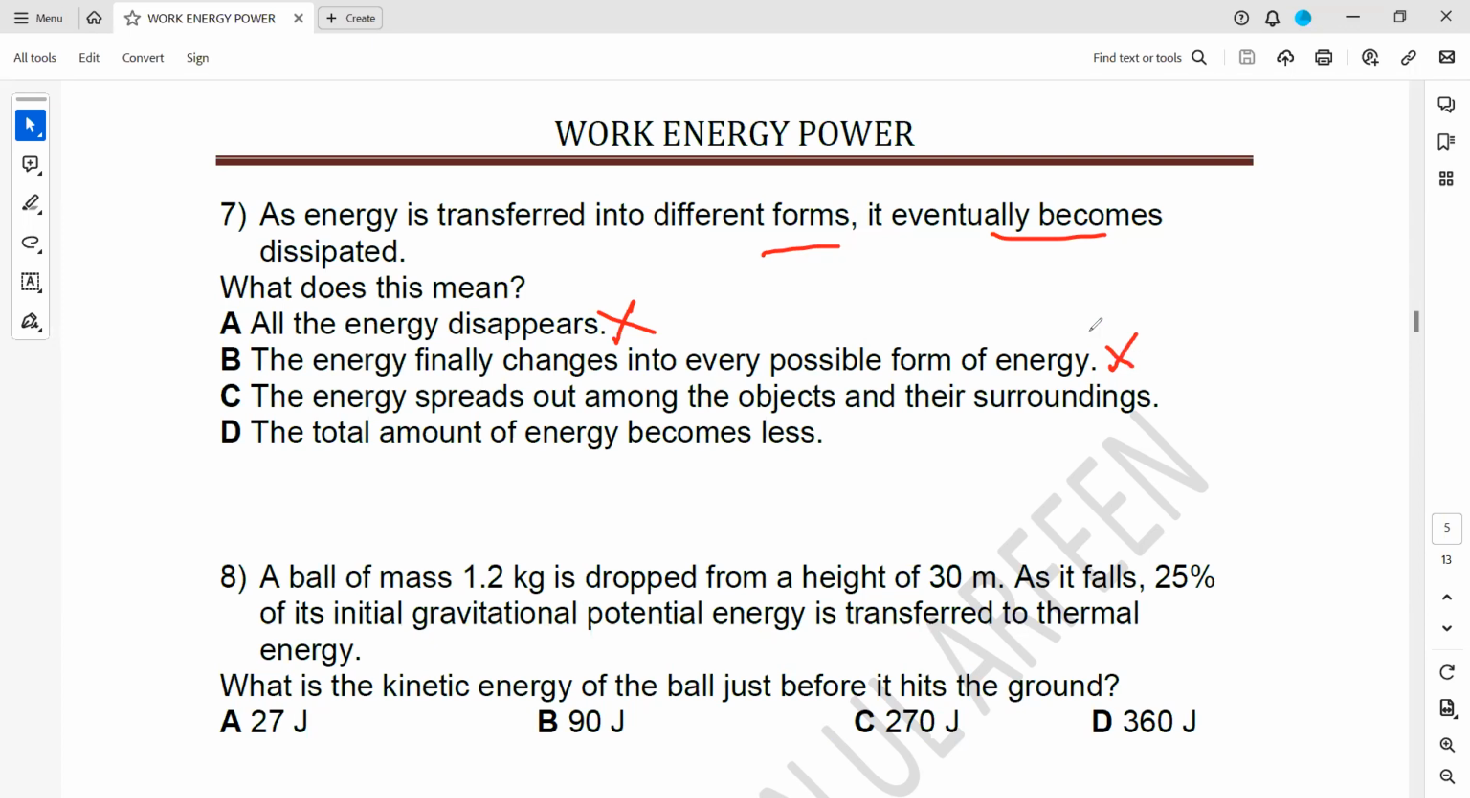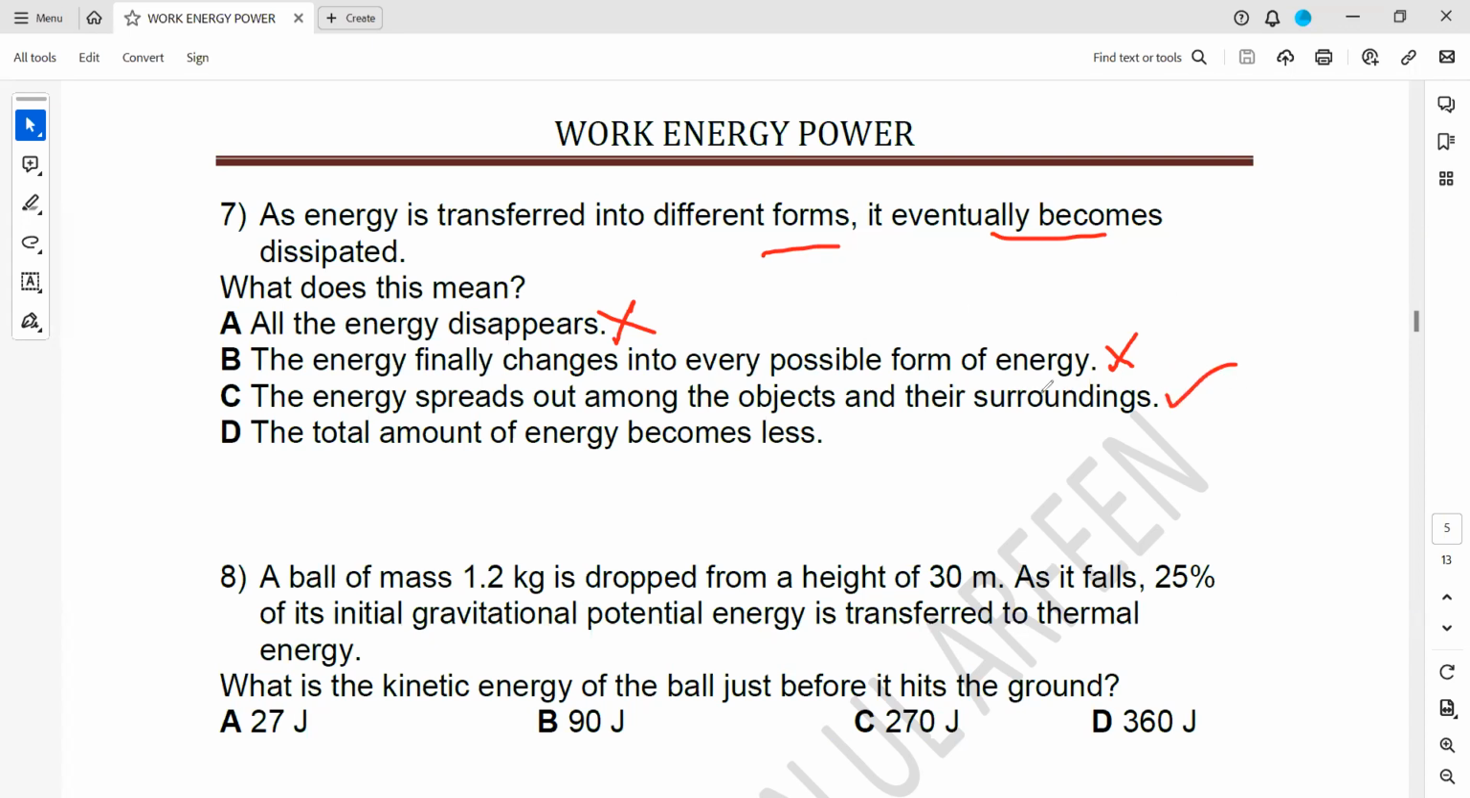No, it's not like that. For example, when we burn coal, chemical energy produces heat energy and light energy. That heat energy we use, for example, to boil the water, turn it to steam, rotate the turbine and produce electricity, but it's not converted into all the forms. It's not nuclear energy, it's not elastic strain energy. So it's not that all the forms of energy it will convert into. The energy is spread out among the objects and the surroundings.